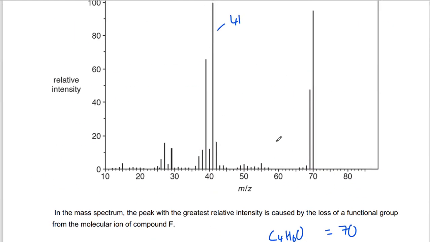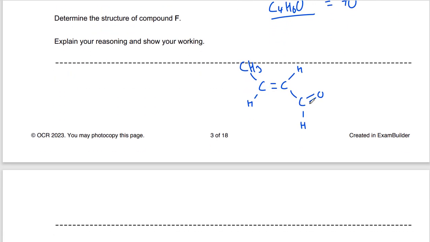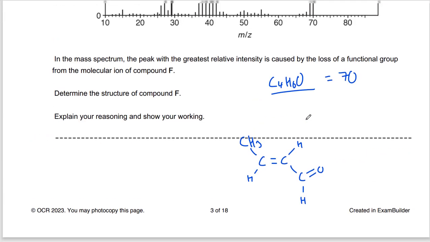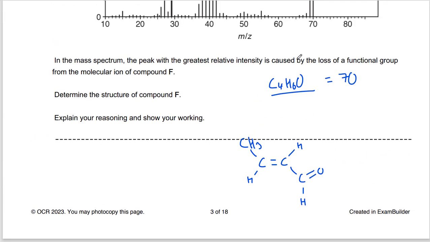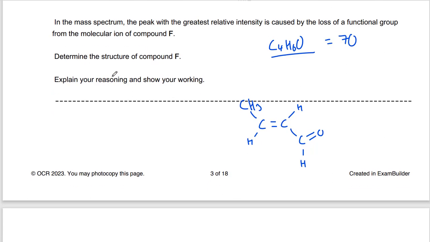And if we want to work out how this peak of 41 gets there, so 70 to 41, okay, if I'm going from 70 to 41, I'm losing a large amount here. I'm losing 29. Well, let's say, where can I find 29 here? Well, I've got oxygen is 16, carbon is 12, hydrogen is 1, that's 29. And it does say the peak with the greatest intensity is caused by the loss of a functional group from the molecular ion of compound F. So I'm losing a functional group.